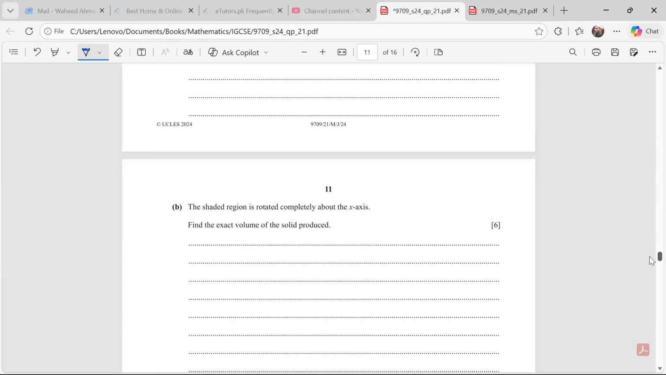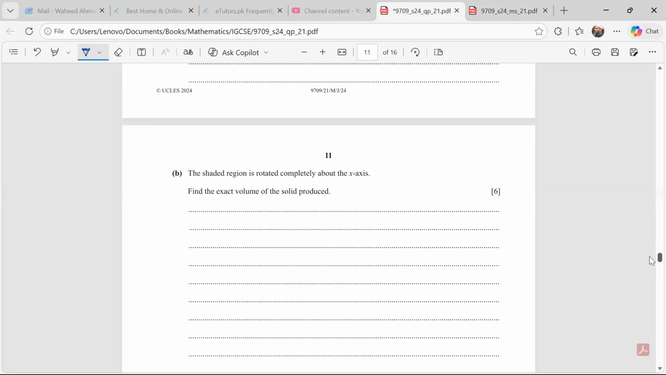Part B: the shaded region is rotated completely about the x-axis. Find the exact volume of the solid produced. Remember, this was my x-axis, this was the y-axis, and this is the third axis, and I have a function of x. Here I have f of x on the y-axis. If I rotate it around the x-axis, it will become something like a semi-cylindrical shape, so we need to find this volume.